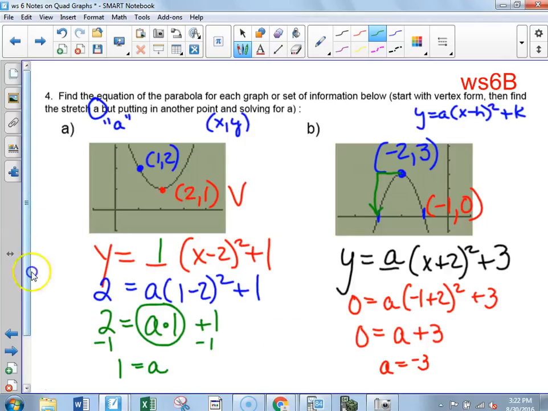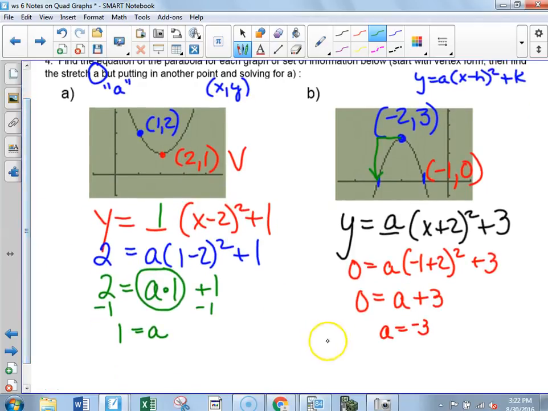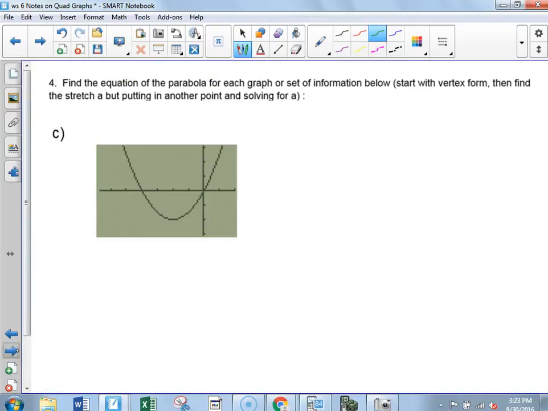Okay. So can you try C? Be careful on C. It is negative 2, negative 2. And you could use 0, 0, that would work. You can't plug the vertex back in, guys, because there's no stretch at the vertex. Does that kind of make sense? The vertex isn't going to help you find the stretch because the parabola hasn't been stretched.